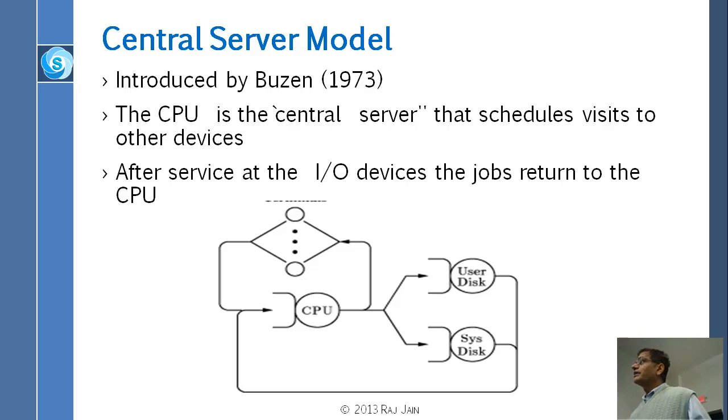Why central server? Because everything has to go through the CPU. You cannot go from A to B without going through the CPU. If you want to go from the user disk to the system disk, you go from the CPU to the user disk, come back to the CPU, and then go to the system disk. Similarly, when you want to go back to the terminal, you come back to the CPU. And so this is the central server.